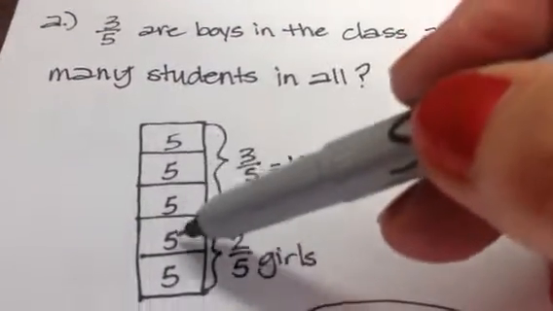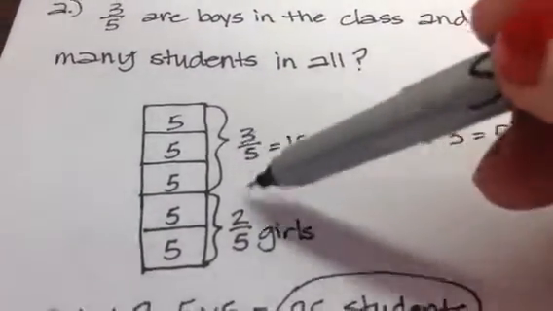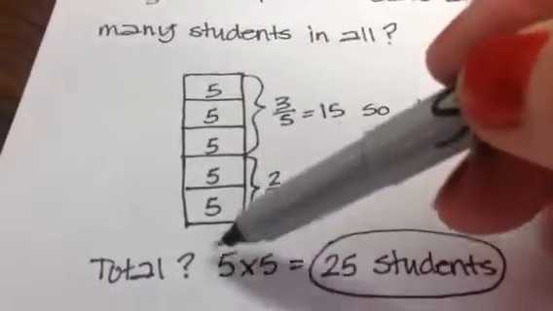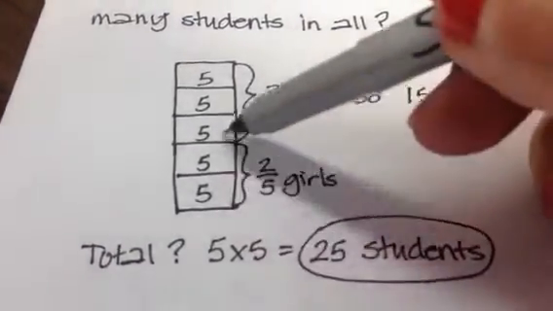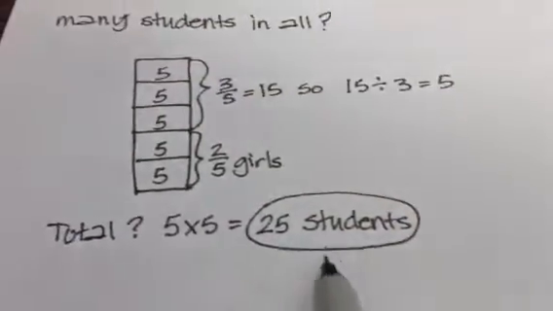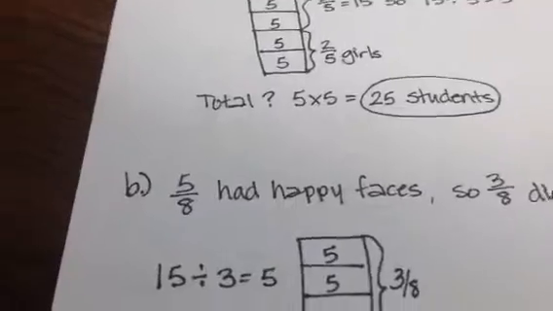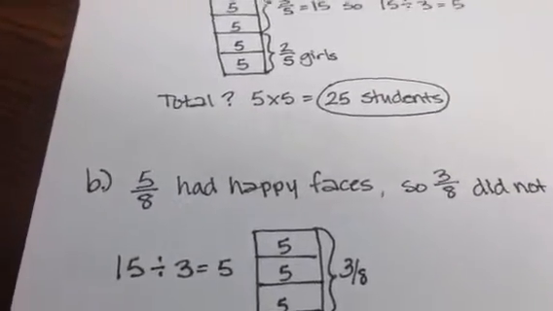So put 5 in each of the sections. So I have my 3/5 and my 2/5. For the total, I can just take 5 times 5, right? 1, 2, 3, 4, 5 times 5. I have 25 students.